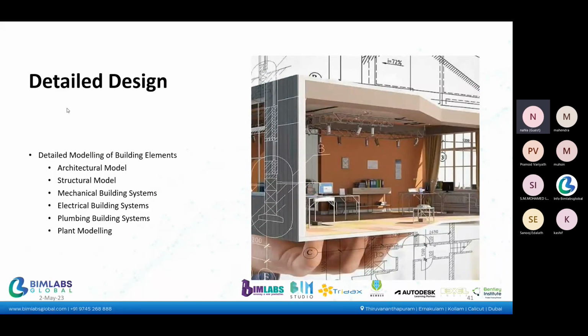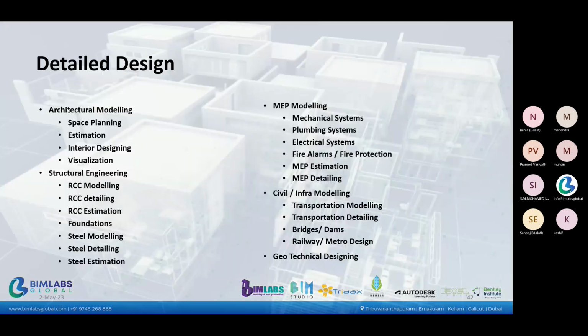Now, moving on to the detailed design aspect, there are several detailed designs: the architectural model, structural model, then the mechanical, electrical, and plumbing, collectively known as MEP. All these different detailed designs are done using different softwares. These are the aspects that come under architectural modeling: space planning, estimation, interior designing, and visualization.